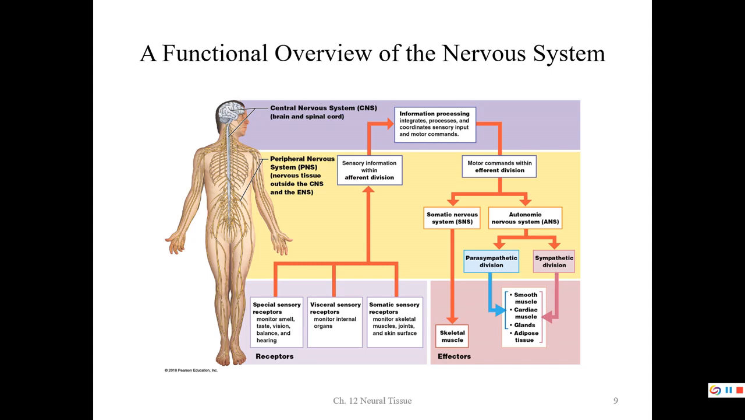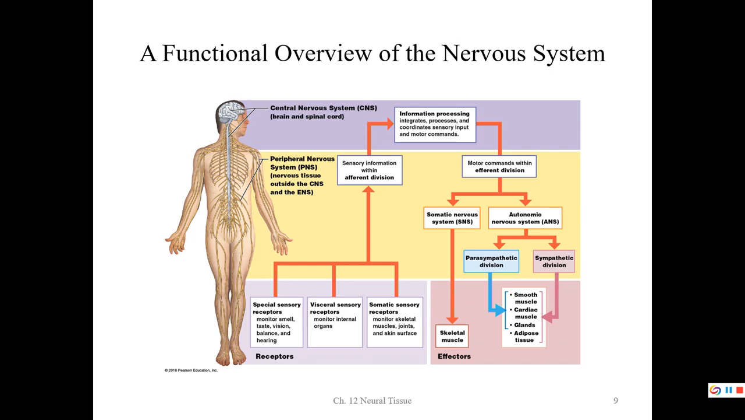Our afferent division arrives with sensory information to the CNS. Afferent arrives. Efferent exits. That's motor commands. There's somatic nervous system that controls skeletal muscle, and there's autonomic nervous system that controls smooth muscle, cardiac muscle, glands, and adipose. There's parasympathetic and sympathetic nervous systems involved here. Now, sympathetic is going to handle the adipose.